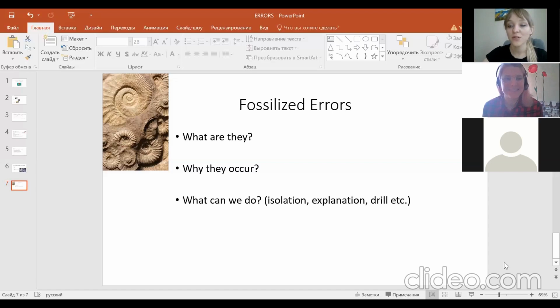Or, for example, I think you have to isolate these mistakes, so not practice everything, only this. Maybe you should explain first. For example, if it's the student who always says "I am agree," maybe the student just doesn't know, so you have to explain. And as Alina said, you have to drill in different ways. Repeat, make it bigger, make it shorter, make it longer.